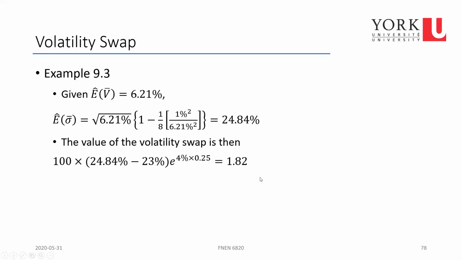Now the difficulty related to this volatility swap is that one has to calculate the variance of variance, or the volatility of variance, which is a very difficult number to get precisely. Typically, it's difficult to estimate this value here.